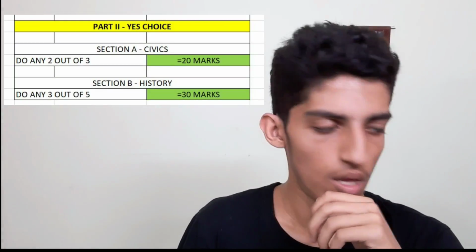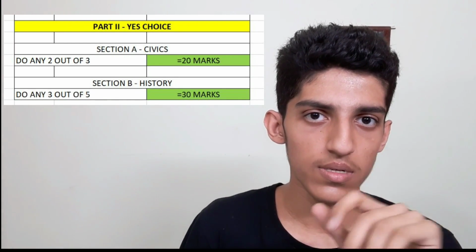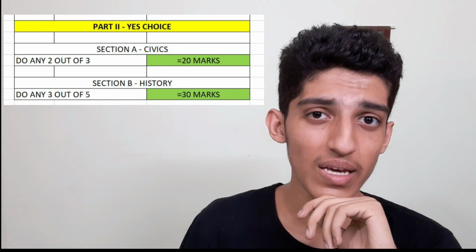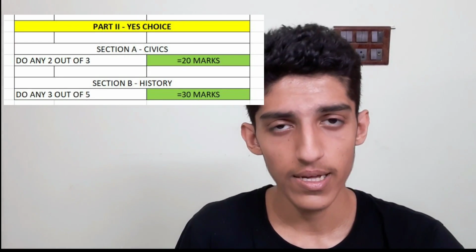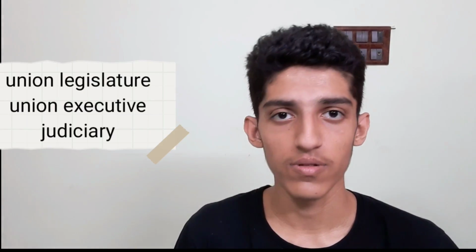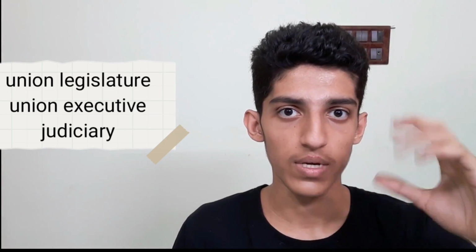Now, part 2 is also divided into 2 sections. There is section A and section B. Section A consists wholly of civics, and section B consists wholly of history, right? Let's observe the section A part, the civics part of part 2. They are asking us in question number 3 the legislature, in question 4 the president of India, and in question 5 the judicial chapter or section of the civics part of the entire subject, right?